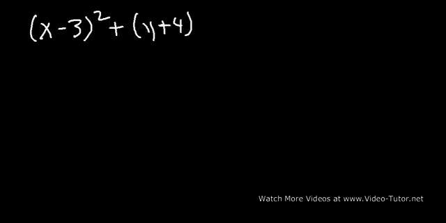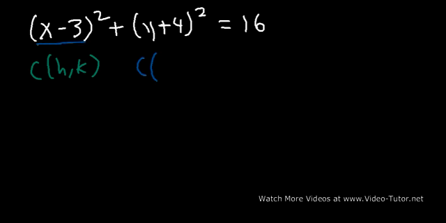So let's say we have this equation, (x minus 3) squared plus (y plus 4) squared equals 16. So we need to find h and k. So the center is basically, if you set x minus 3 equal to 0 and you solve for x, you'll get 3. So h is 3. So basically you change the negative 3 to a positive 3. And the same thing with the 4. You change the positive 4 into a negative 4. So the center is 3, negative 4.